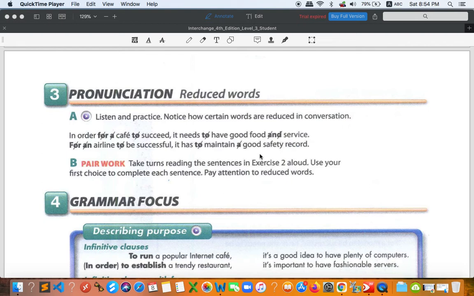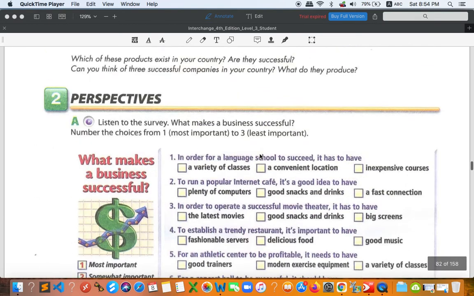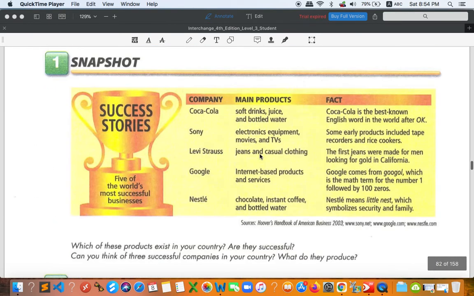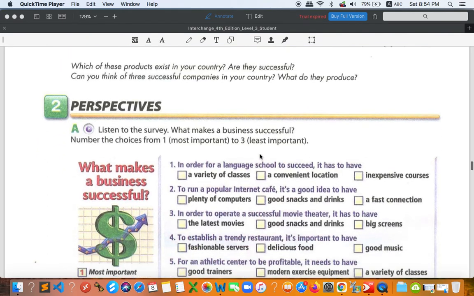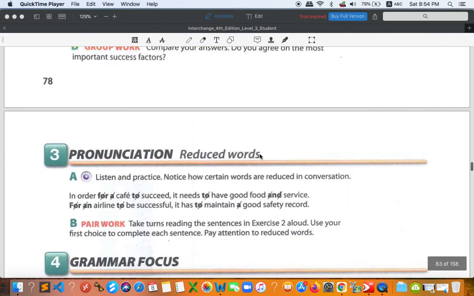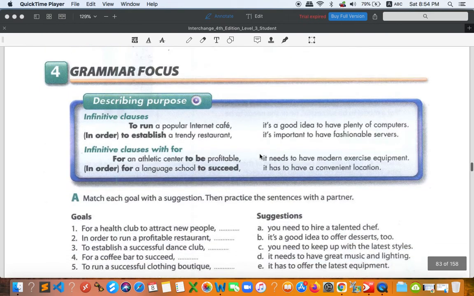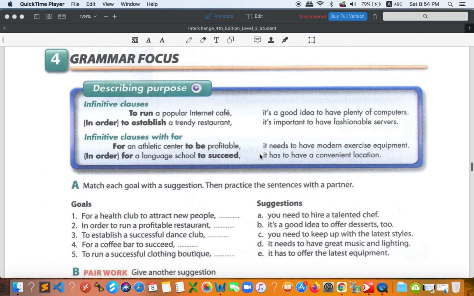Today we are moving on to activity number 4, grammar focus. Last session I finished the first two activities, which is about snapshot and perspective. Alright, so I'm not going to talk about number 3, but number 4. Number 4 is about describing purpose. It's about what you want to achieve, what you want to do.